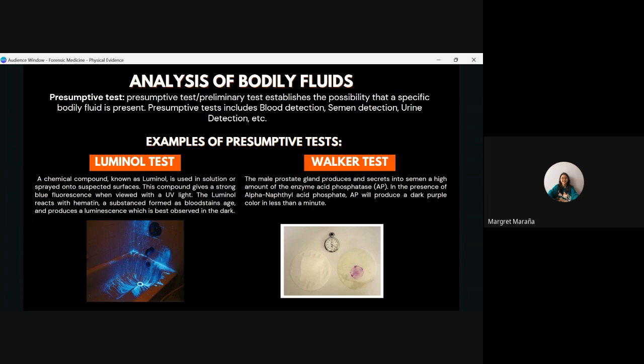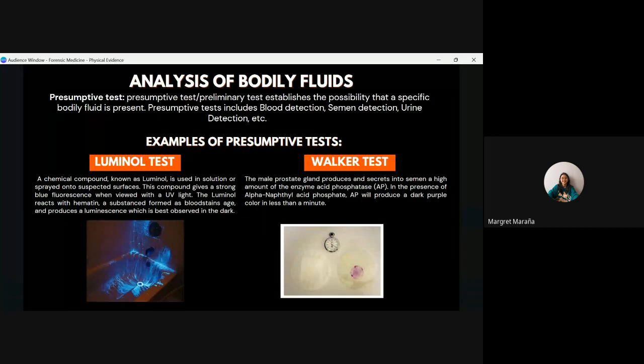And ang ginagawa natin, pag nag-glow yung isang surface, yung luminescence na to, ay tumatagal siya for several minutes at pwede natin siyang i-photograph, katulad ng sinabi kanina sa documentation, para magamit as physical evidence. And now, for the Walker test naman, yung luminol test is used for blood. Now, for Walker test, ginagamit naman siya for the identification of human semen.